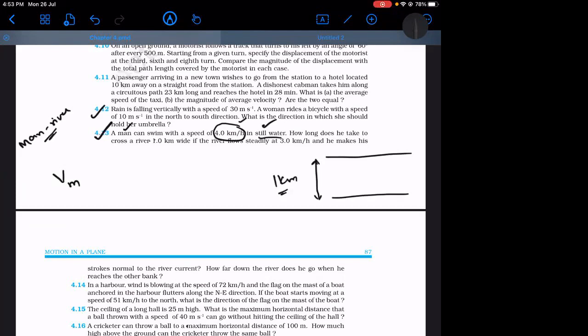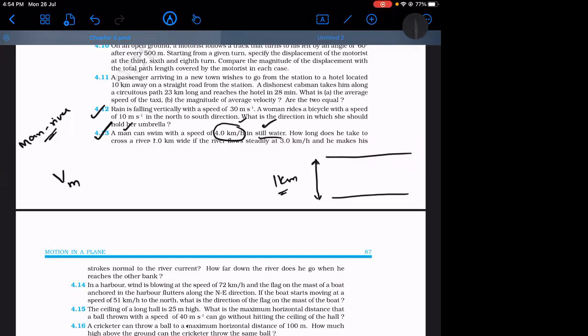Generally, if I give you this question without explaining context, what would you do? Because you will see the words still water and you will write velocity of man, absolute velocity of man is 4. No, you'll never get the answer. Because in this context, whosoever has defined it, I didn't do it. Universally, this is what is followed.